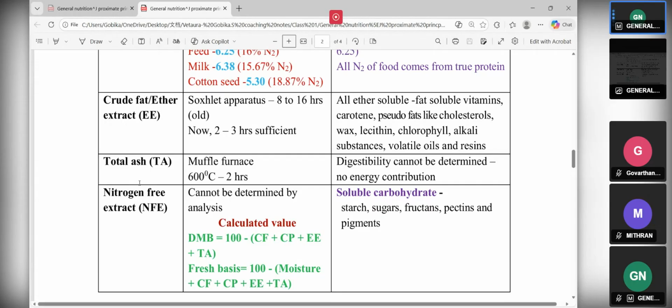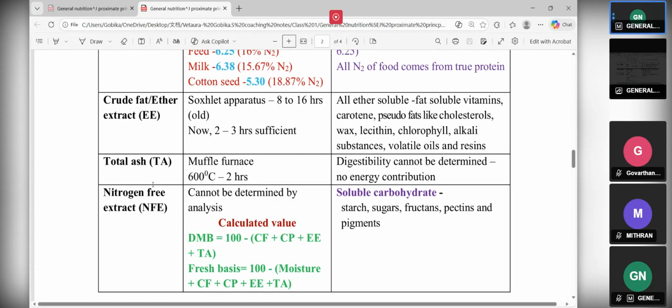Then coming to the fourth component, that is total ash content. It is estimated using the apparatus muffle furnace. In this, we maintain a temperature of 600 degrees Celsius for 2 hours. This temperature and duration are most important. They will also ask whether total ash is estimated using a hot air oven, and then give muffle furnace as another option. So we should know the instrument for all these five components in the proximate principles.